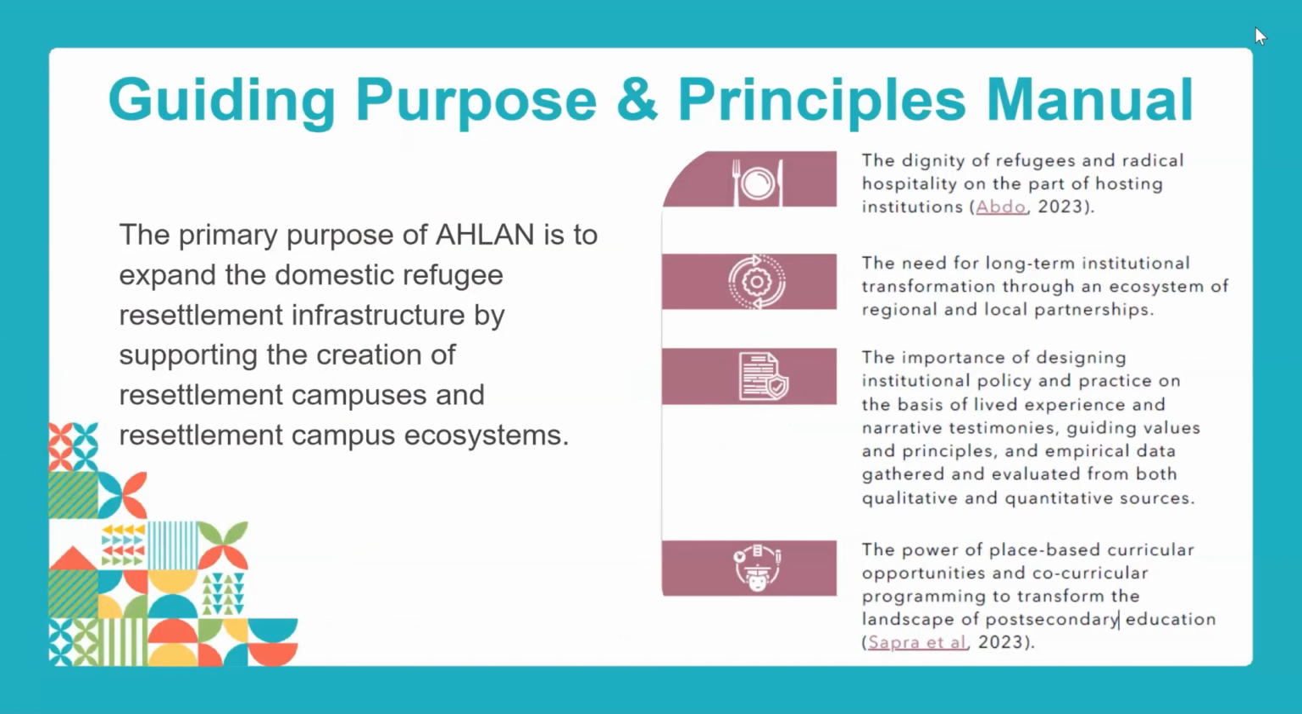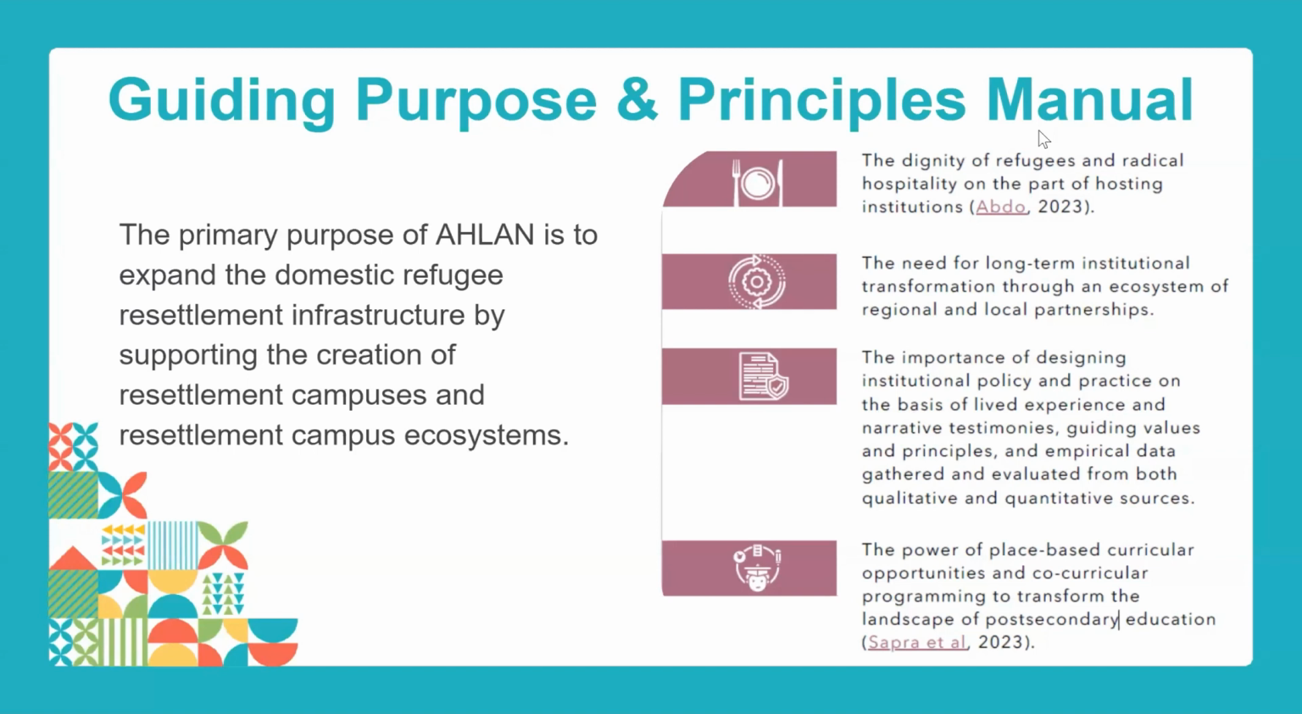Next slide, Christian. So there are a lot of guiding purposes and principles in the manual. So I won't get a chance to go through each and every one of them, but a few of the really central ones is that the manual centers the dignity of refugees and radical hospitality on the part of hosting institutions. So in the manual, we try to demonstrate how the ECAR model can provide innovative and powerful educational opportunities for students while centering the agency and dignity of individuals being hosted on campus. The second guiding principle is the need for long-term institutional transformation through this ecosystem of regional and local partnerships. And that's with nonprofit organizations, community centers, mutual aid groups, local faith communities, local refugee resettlement agencies, and the list goes on.